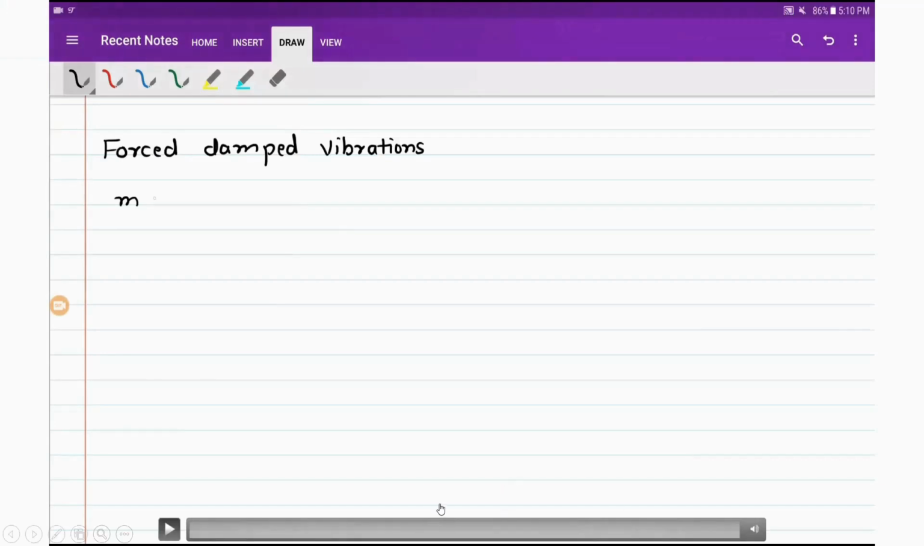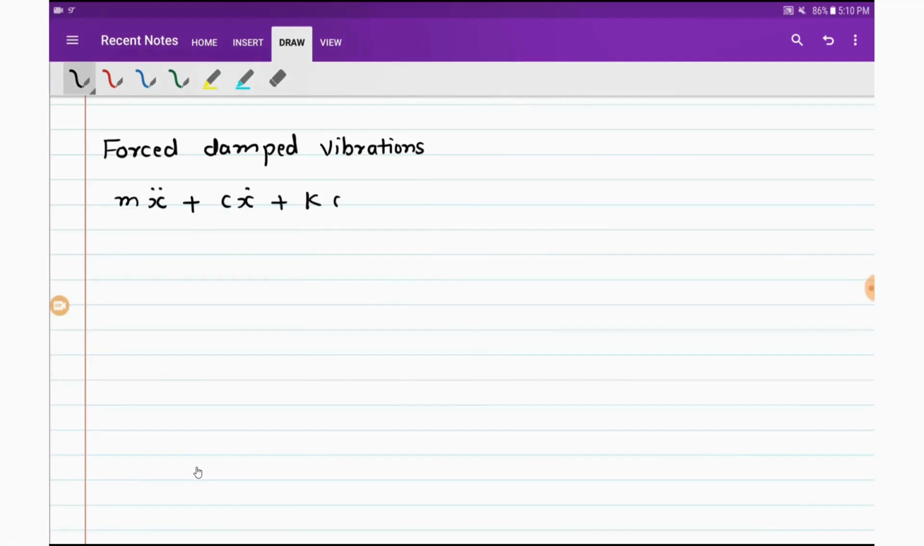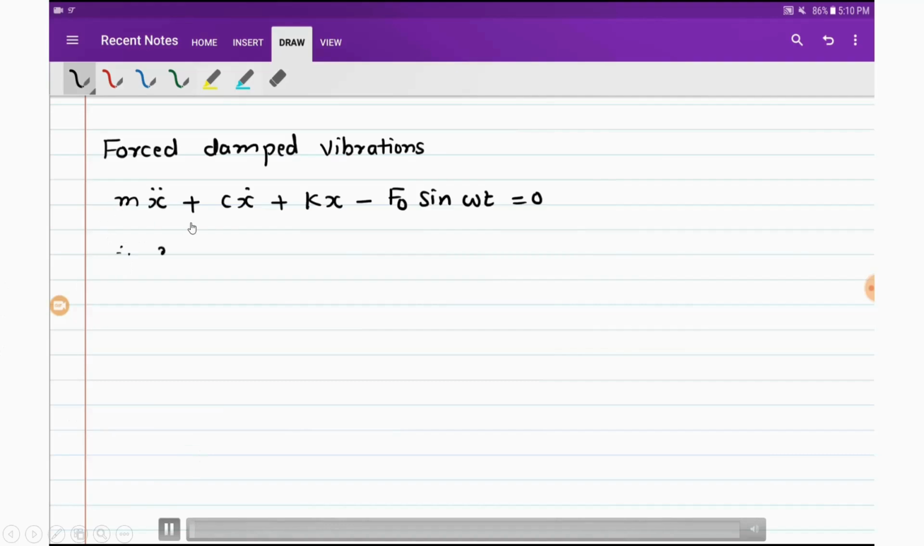Now let us start with the derivation of forced vibration. We have already seen that in the case of a forced damped vibration system, the equation of motion is given by mx double dot plus cx dot plus kx minus F0 sine omega t is equal to 0. The various forces are the inertia force, damping force, spring force, and external force. F0 is the amplitude or magnitude, and the sine omega t part is the frequency part of the external force.